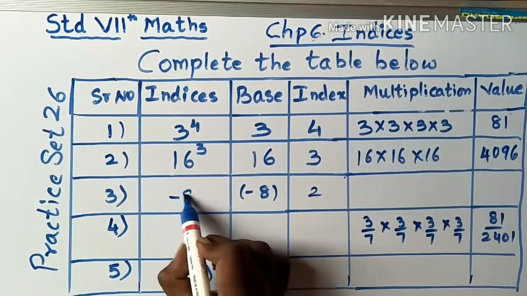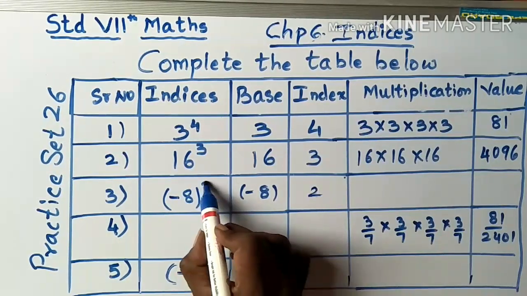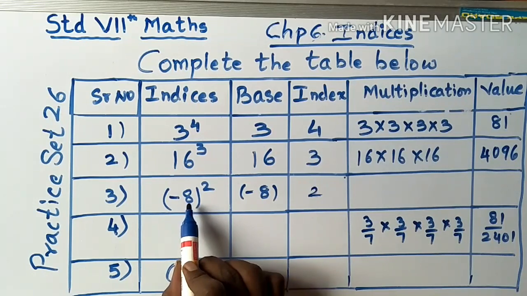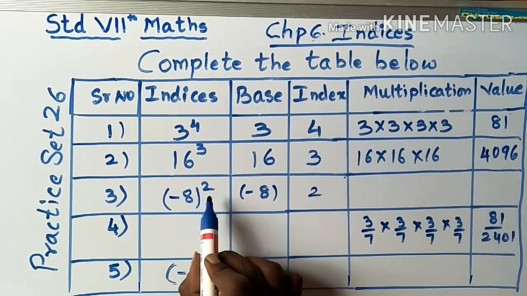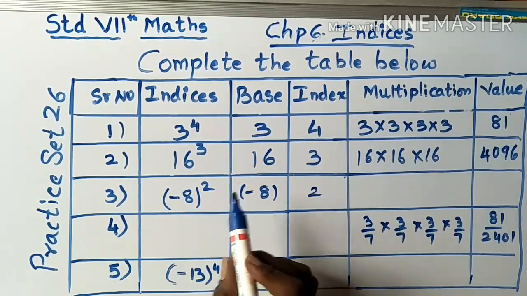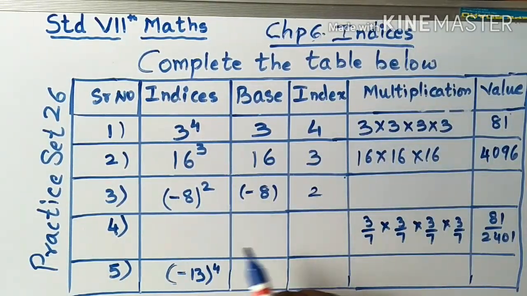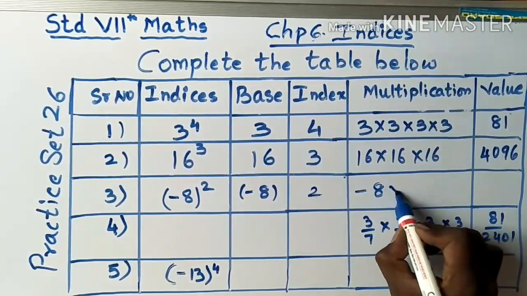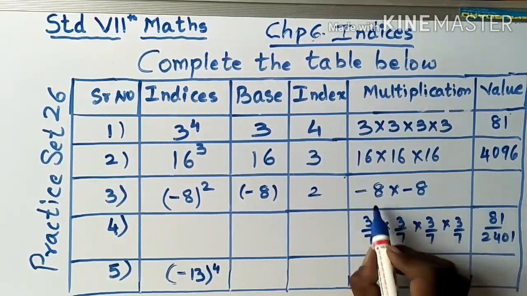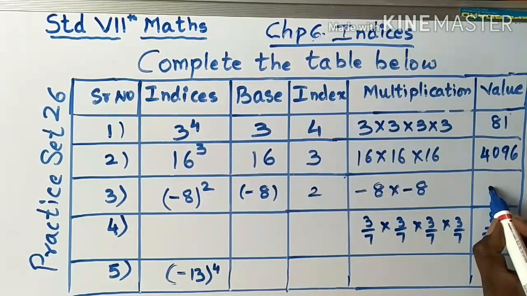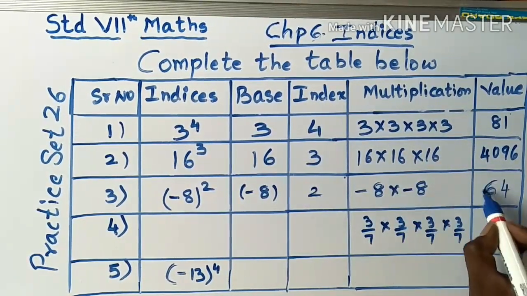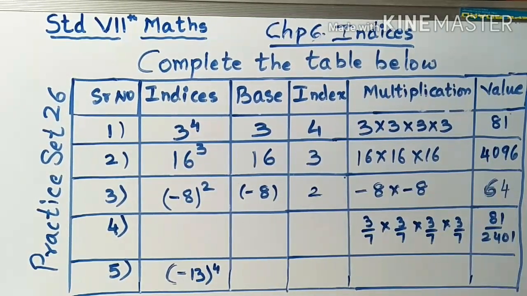Now another one, the third one: base is given as -8, index as 2. So you write -8, put a bracket and write 2. -8 the whole squared, or you can say -8 the whole raised to 2. Now how do you present this in multiplication? -8 into -8. What is 8 eights? 64. Minus into minus is plus. So it is plus 64.